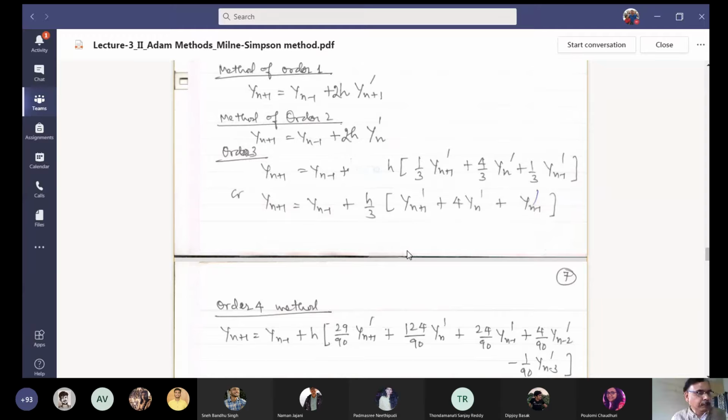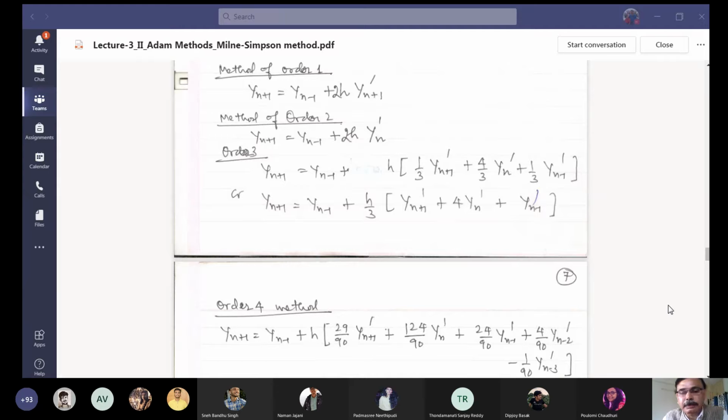What do we do in that? The name itself suggests that something is predicted and something is corrected. The name is predictor corrector method. So it will be a combination of two types of methods. First is your explicit method. With that, we'll predict something. And the next one is that this is an iterative process. Next one is your implicit method.